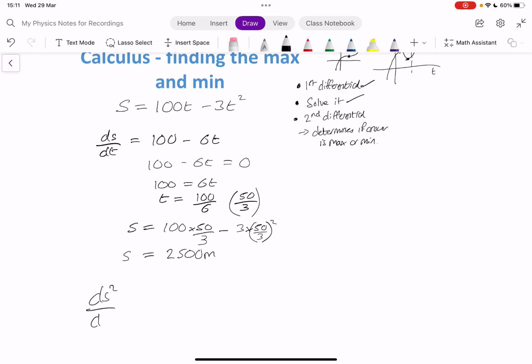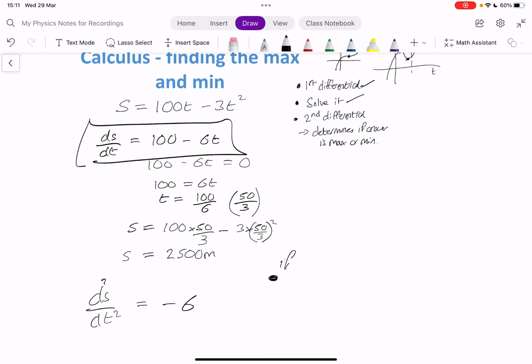d2s by dt squared. So again, we're taking the second differential of this equation. So the 100 now disappears, and I'm just left with minus 6. And we have to interpret the answer. So there are 3 interpretations of the answer.